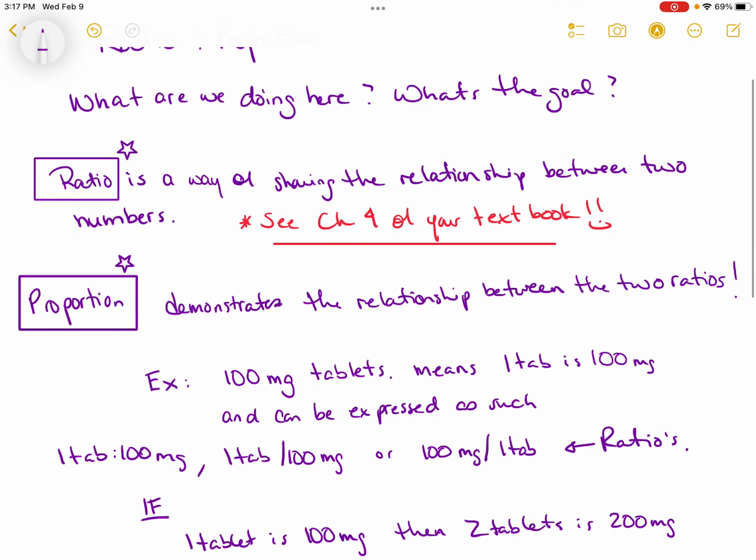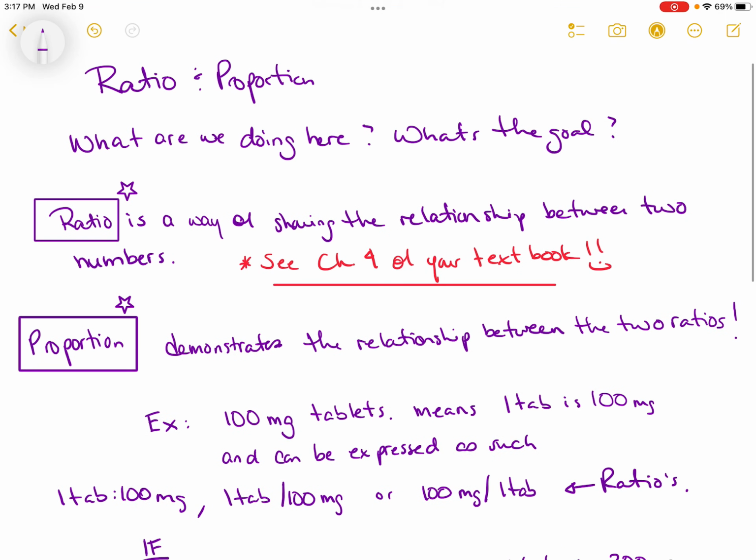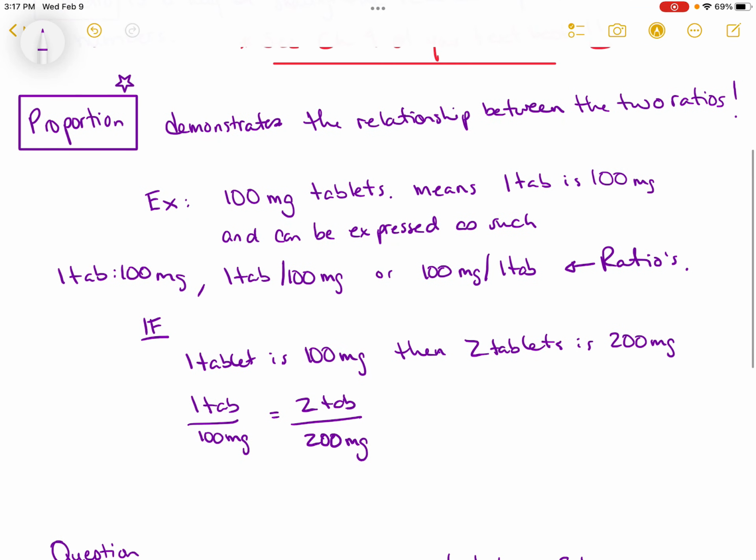So what is a ratio? It's a way of showing the relationship between two numbers, okay? And a proportion demonstrates the relationship between those two ratios. So I have an example here of 100 milligram tablets. This means that one tablet is 100 milligrams and can be expressed in various ways. We've got this way, one tab is 100 milligrams. This way, one tab is 100 milligrams. Or this way, 100 milligrams is one tablet, okay?